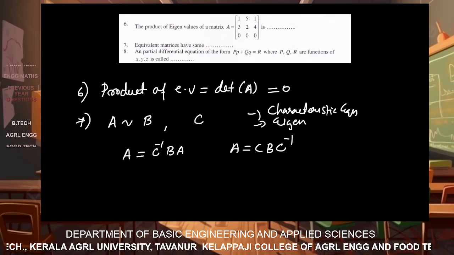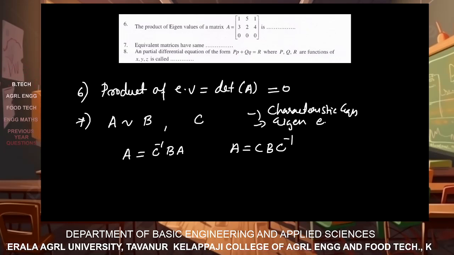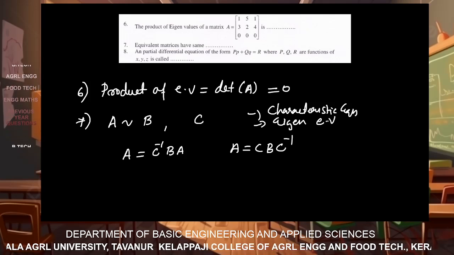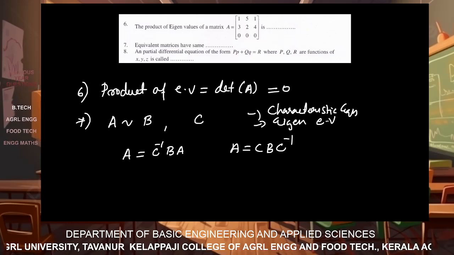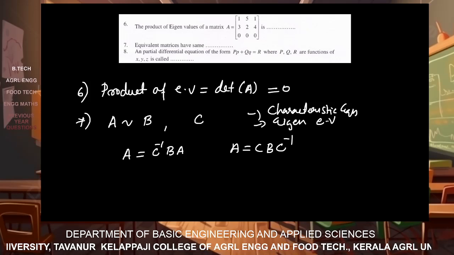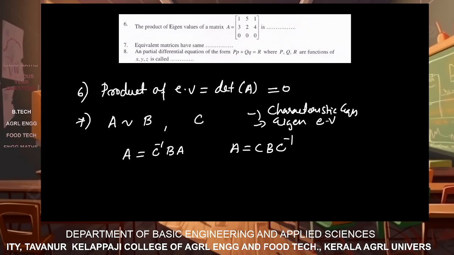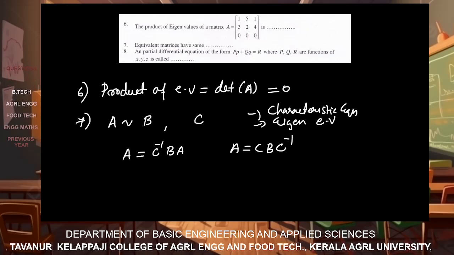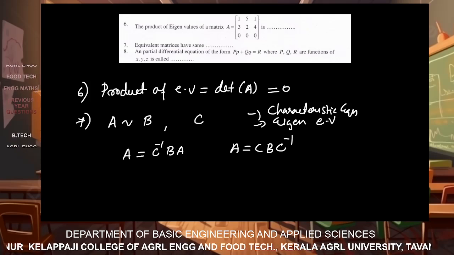Since the characteristic equation is the same, the roots of the characteristic equation, which are the eigenvalues, are also the same. So if two matrices are equivalent, then their characteristic equations are the same as well as their eigenvalues. So the correct answer is eigenvalue, and characteristic equation also you can write, no problem.